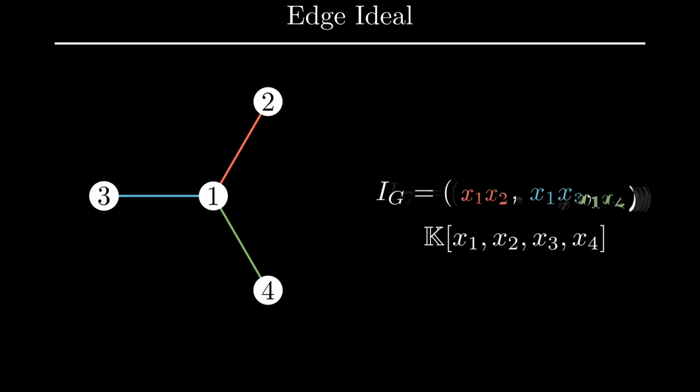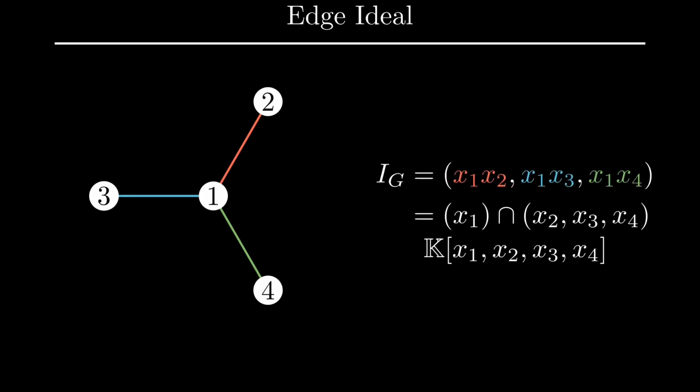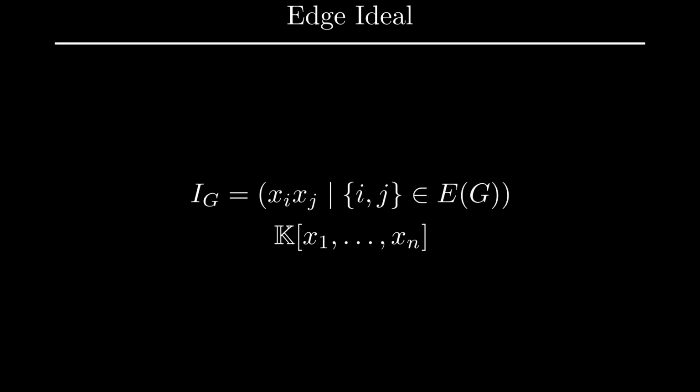This ideal holds a lot of information about the graph. For example, its prime decomposition corresponds to the minimal vertex covers of the graph. Here is a formal definition of edge ideals in terms of the edge set of G.